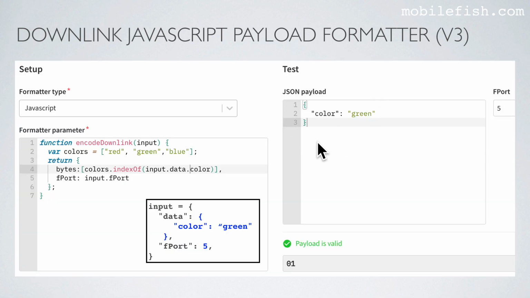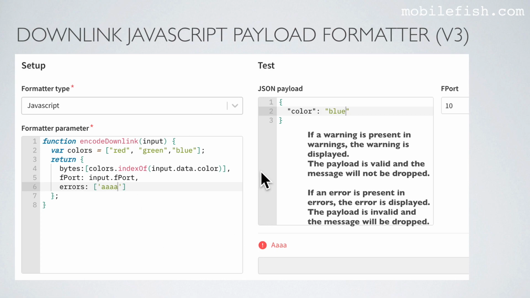This is the Payload Formatter tester. You enter your JSON payload here. This payload is used as the value of the data key, and the FPort has this value. This input JSON object is automatically generated, and the Encode Downlink function can access this input JSON object.